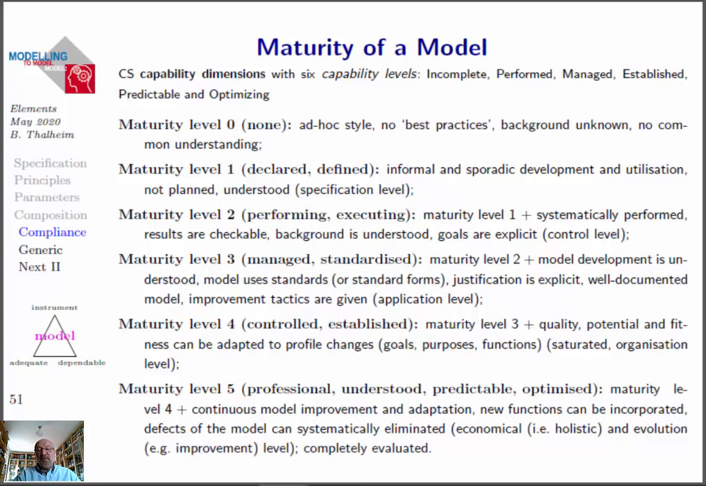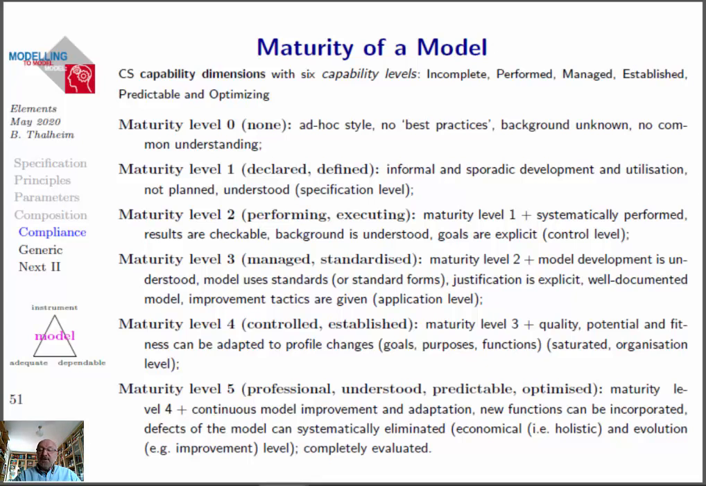We say, okay, a model is at maturity level 0 if it is given in ad hoc style, there are no best practices, the background is unknown, and there is no common understanding. That means the model has been developed on the fly, and for this reason maybe we didn't really develop it properly. Another one is maturity level 1. It is informal, but it is understood, at least at the specification level.